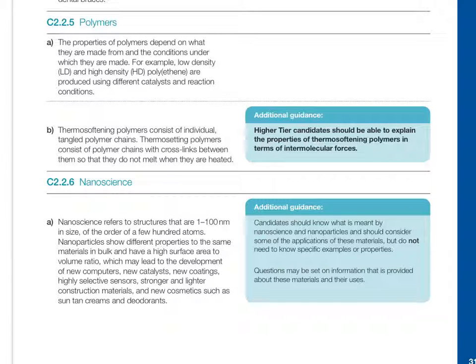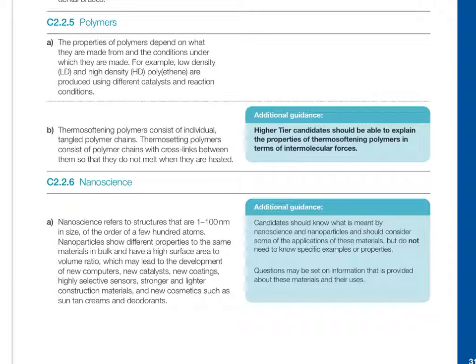Last few bits of this topic are to do with polymers and nanoscience. If you've forgotten what a polymer is, go back and look at your core science and check what a polymer is, because the properties of polymers depend on how they are made and the conditions under which they are made.